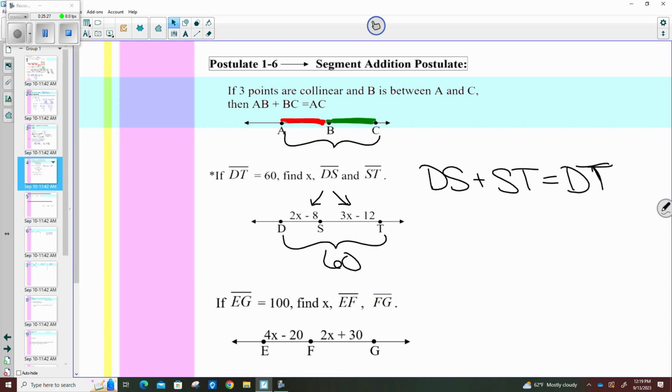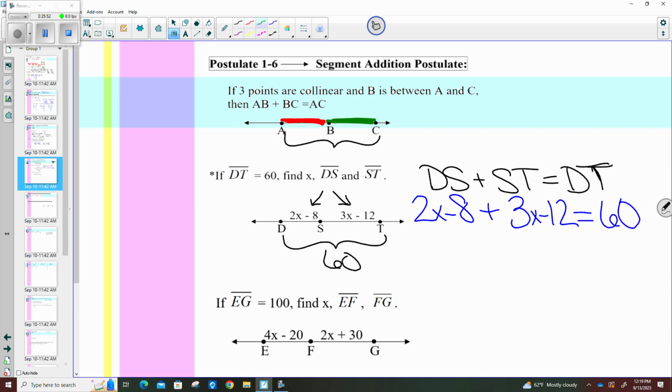And now we're going to throw that algebra in. DS is 2x minus 8. I'm substituting the algebra into the geometry statement. Plus 3x minus 12. Do I need parentheses around that 3x minus 12? If I put them there, are they going to make any difference? No, because I don't have to multiply, right? There's nothing to distribute, so I'm just going to leave the parentheses off. And then that equals 60.